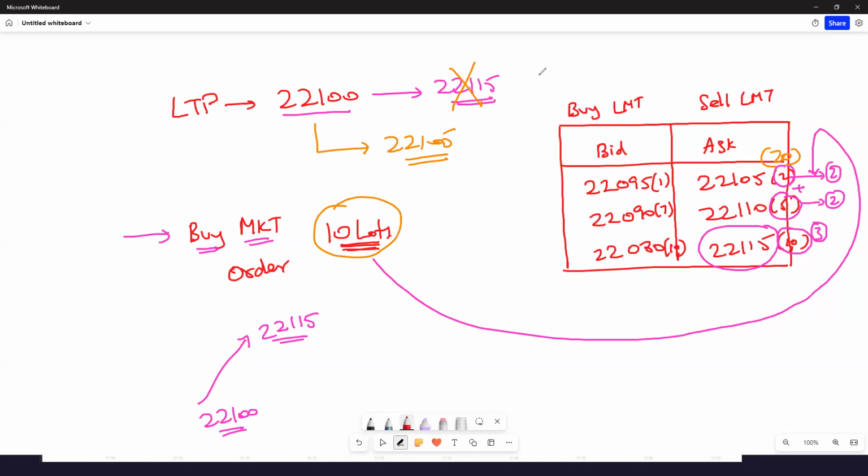I guess this explains Vaibhav's question. If anybody has any question about the basics of market orders and limit orders, or questions like whether somebody else is seeing my stop loss, any such basic questions, you can always ask here.